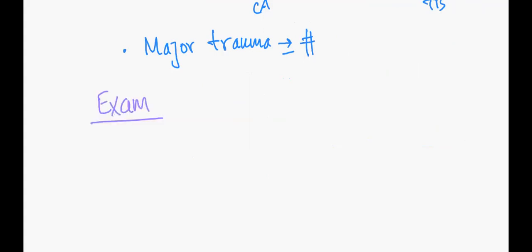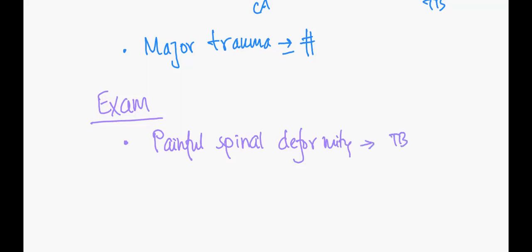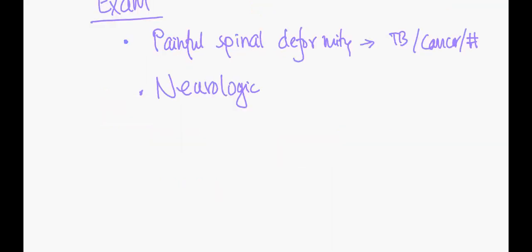So the basic idea is if you find a focal spine lesion, such as a painful spinal deformity, that's indicative of bad diseases. And the painful spinal deformity can occur with TB, cancer, and even in fracture. Then if you have any neurological feature, those are also indicative of bad diseases. So neurologic features may include motor and sensory features.